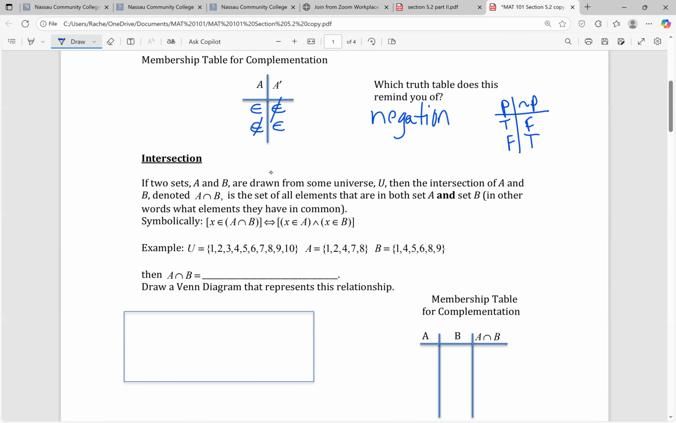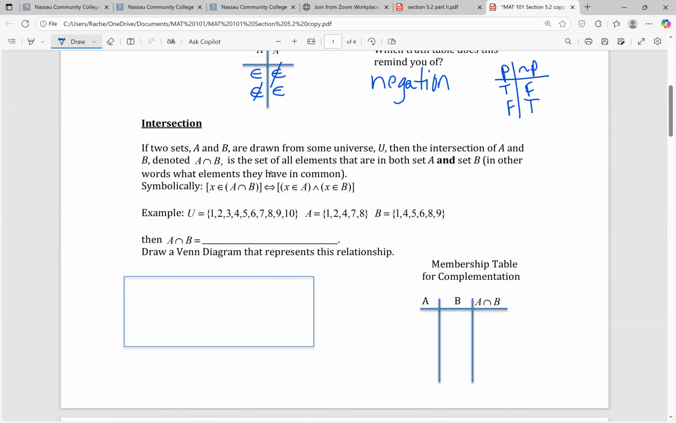So let's talk about the intersection of two sets. If two sets A and B are drawn from some universe U, then the intersection of A and B, denoted by A intersection B, so it looks like an upside down U is the symbol for intersection. That's going to be the set of all elements that are in both sets A and B. So in other words, what they have in common. So whenever we're looking for the intersection of two sets, think about where they overlap, where they have the same elements.